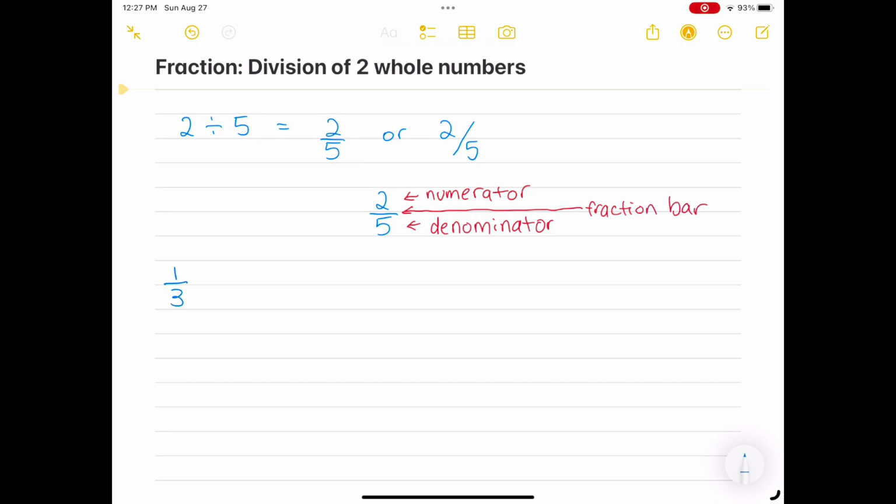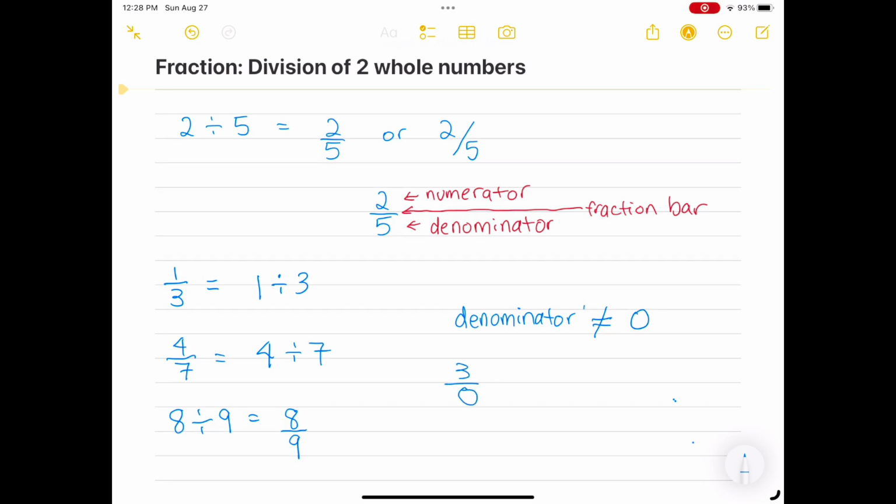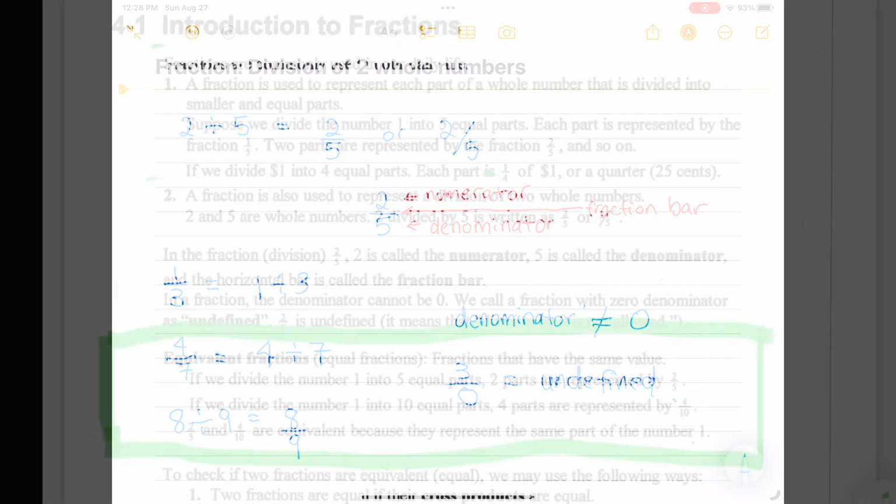You can think of the fraction 1/3 as 1 divided by 3. The fraction 4/7 is 4 divided by 7. 8 divided by 9 can be thought of as the fraction 8/9. The denominator can never equal 0 because you can't divide a number by 0. It is recognized as undefined. For example, the fraction 3/0 is undefined.